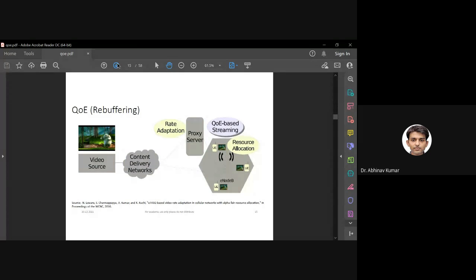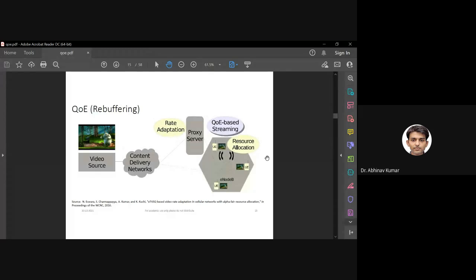This was a preliminary work that we had published in WCNC, where we said, fine, let's say we have a video source, we have some sort of content delivery network, and there is rate adaptation happening at a proxy server. Based on this, we try to do some sort of QoE-based streaming, and we perform resource allocation also at the eNodeB, where the video stream is allocated based on the quality of experience of the end users.